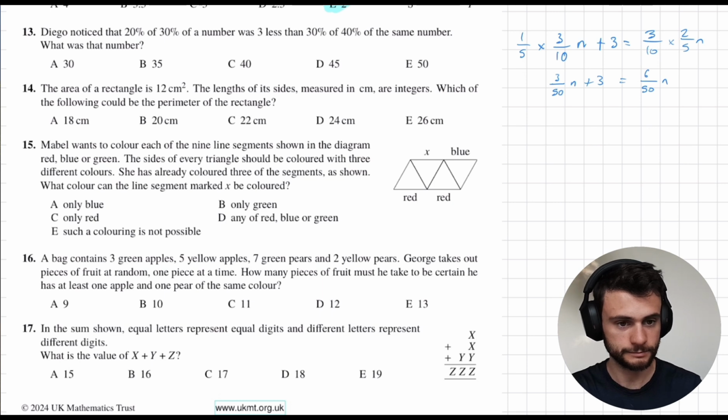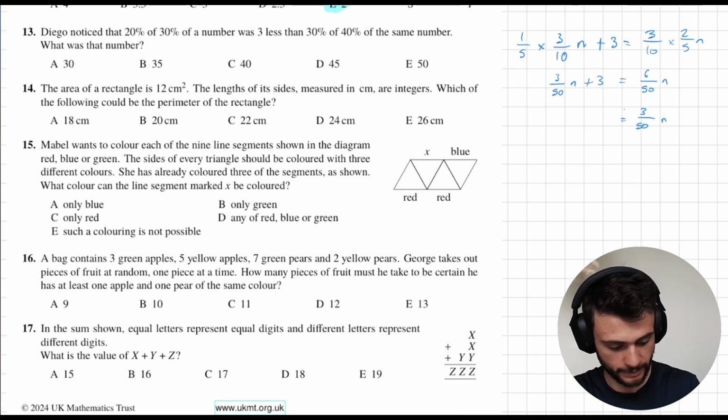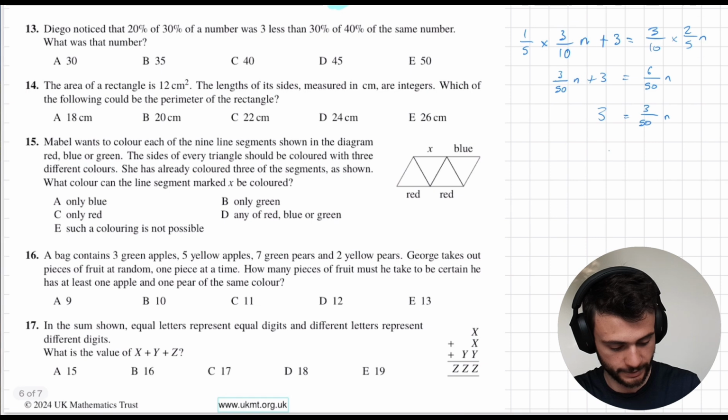So subtracting the 3 over 50n, we get 3 over 50n is equal to 3. So we multiply by 50, divide by 3, and n is equal to 50.